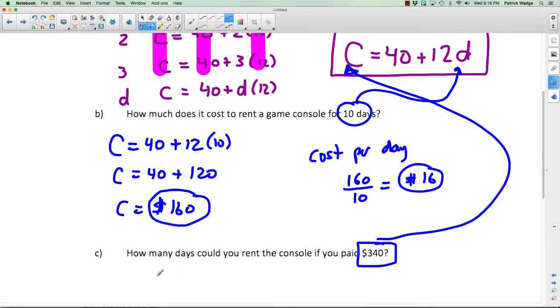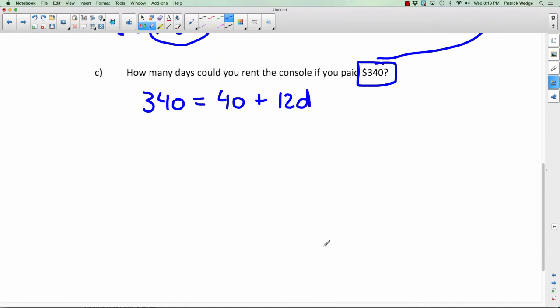We put 340 in where the C is. We're left with 40 plus 12D. We don't know what D is. We don't know how many days it is. That's literally the question, how many days?